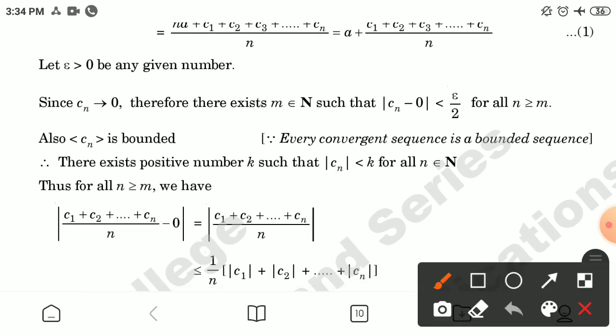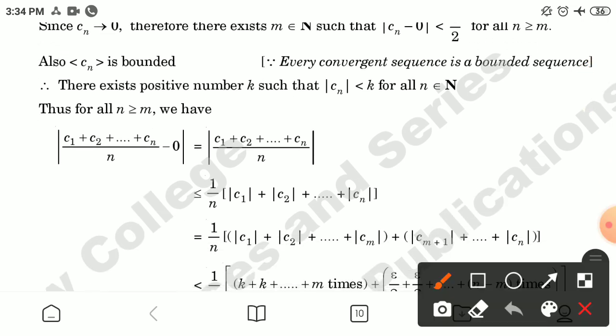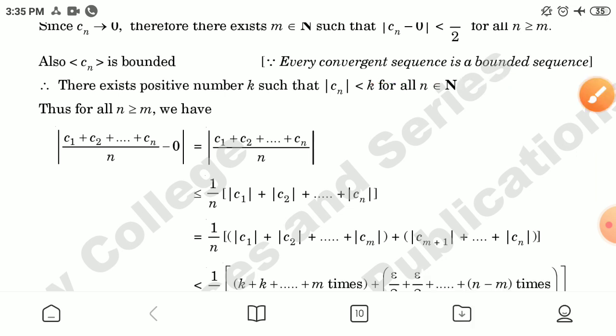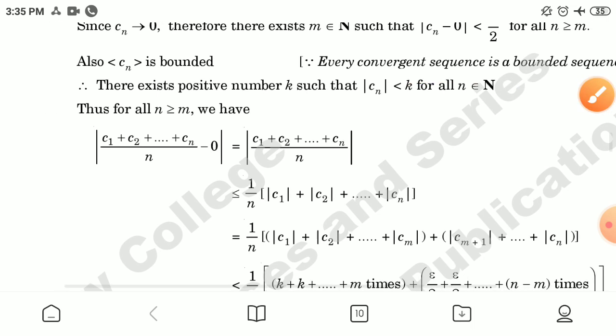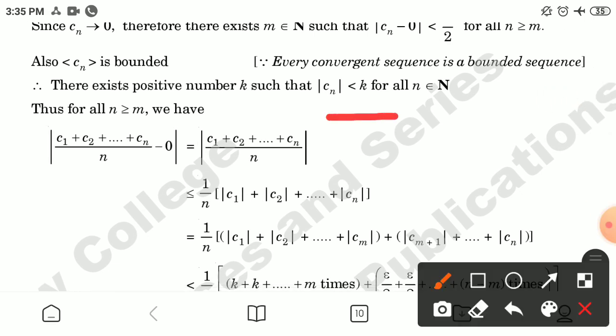Let epsilon greater than 0 be any given number. Since c_n converges to 0, there exists m belonging to N such that |c_n minus 0| will be less than epsilon by 2 for all n greater than or equal to m. Also, c_n is bounded, since every convergent sequence is a bounded sequence. Therefore there exists a positive number k such that |c_n| is less than k for all n belonging to N.